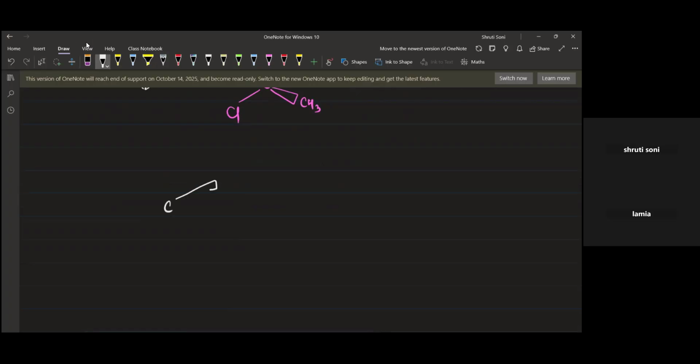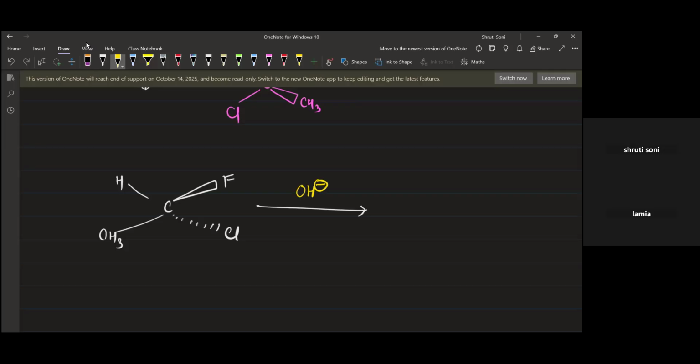Carbon, chlorine, chlorine, hydrogen, and CH3. Okay, I'm giving you a nucleophile. Let's suppose that nucleophile will be OH, OH negative.